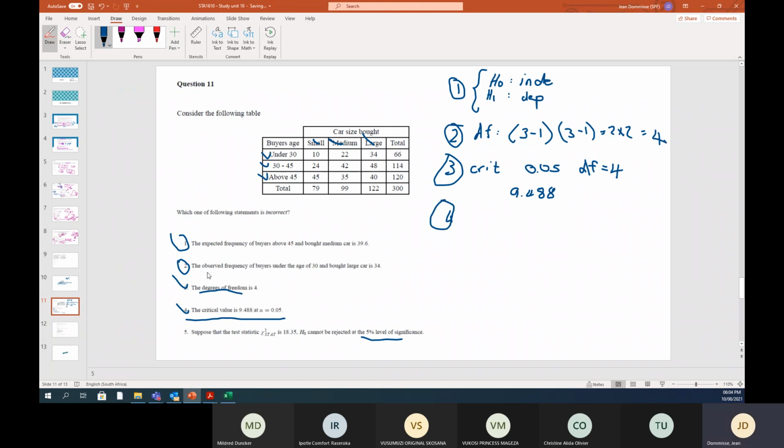Okay, so observed is the easier one because observed is as is from the table. So let's just do another color. So observed frequency of buyers under the age of 30 and bought a large car, so small, medium, large car. Where those two cross, that is your observed value. So your observed value is 34, which was also correct.